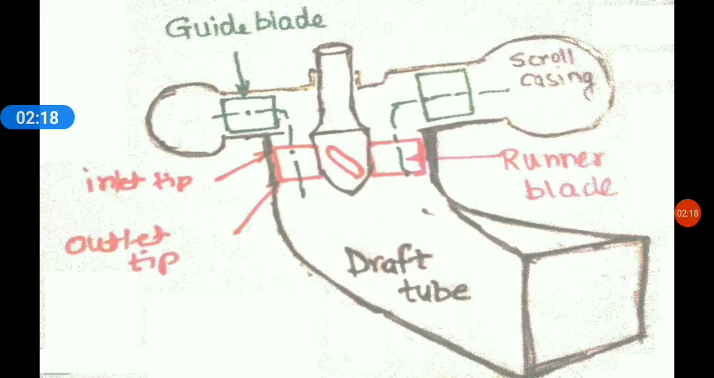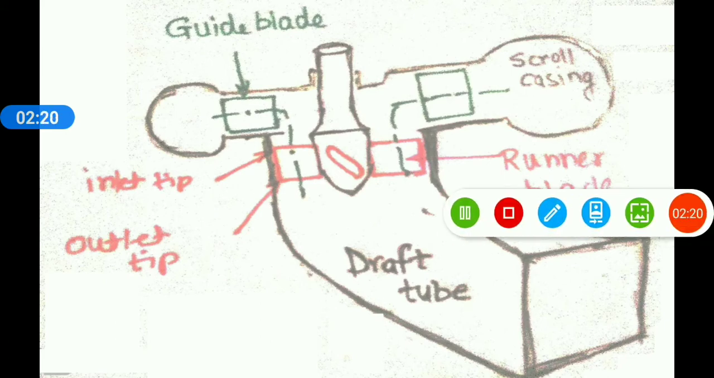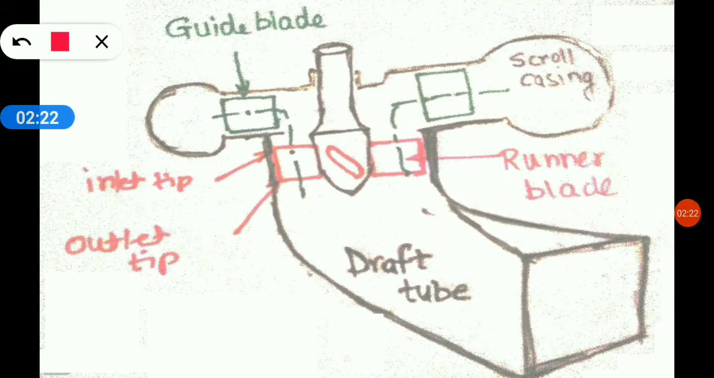Now, as you can see from the diagram, here it is. This is the casing, just like the Francis turbine we discussed last time. Then the water enters from the penstock into this casing, and then that water enters into these guide vanes.